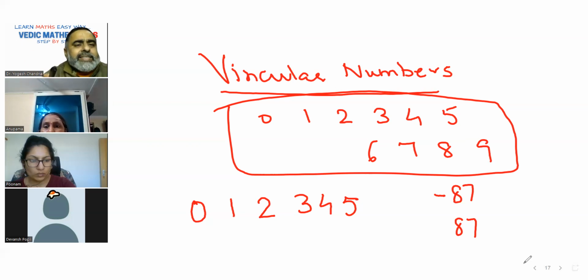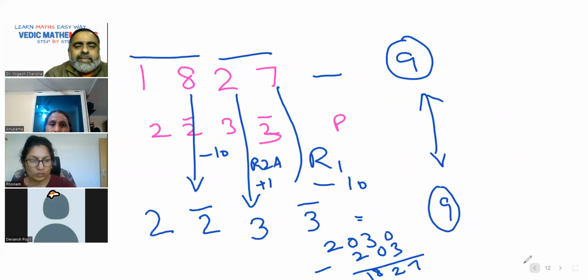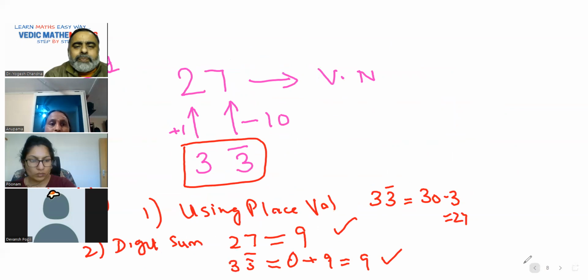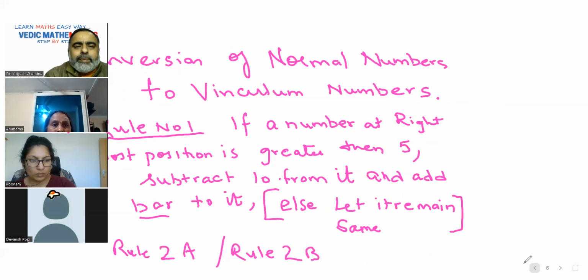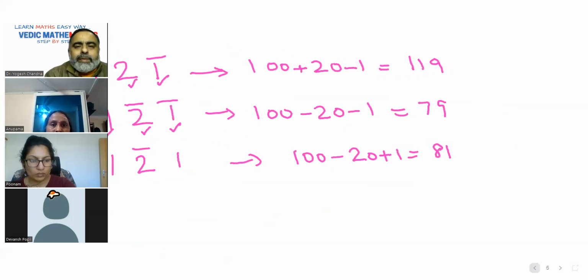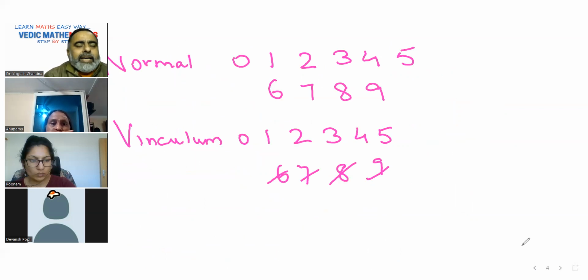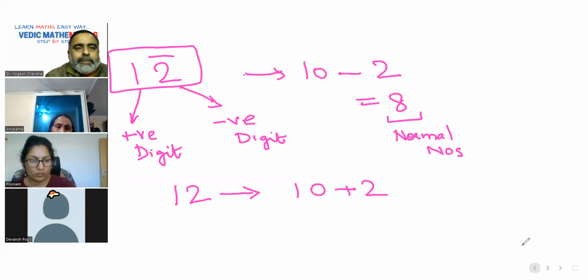Here, each digit has its own value. You take this screenshot first. Take this one screenshot. Normal, Vinculum. One second. Now, what is before that?